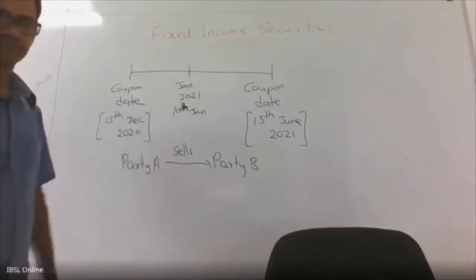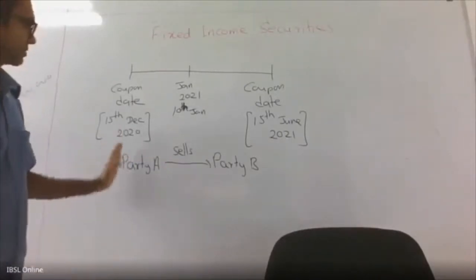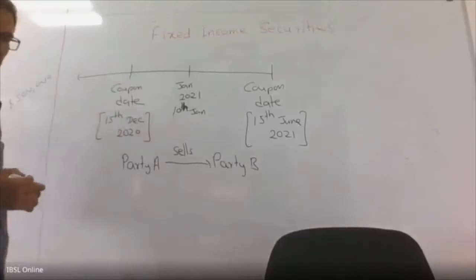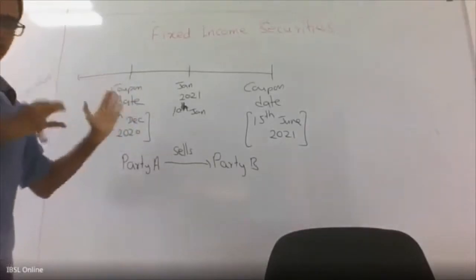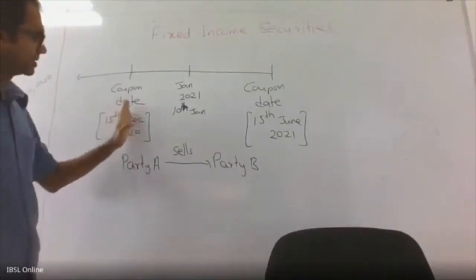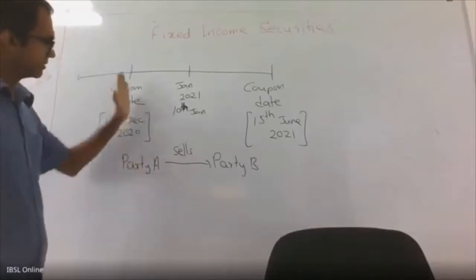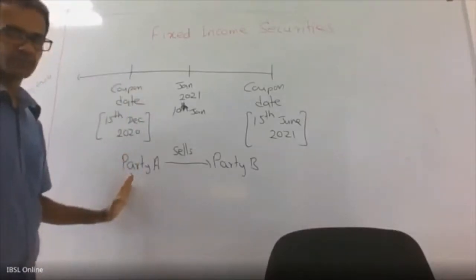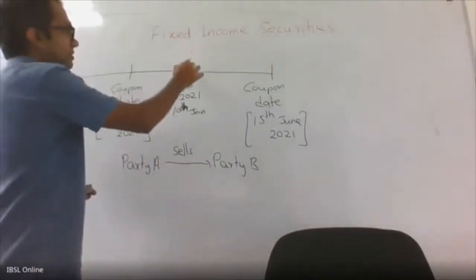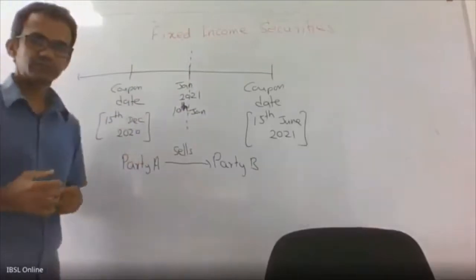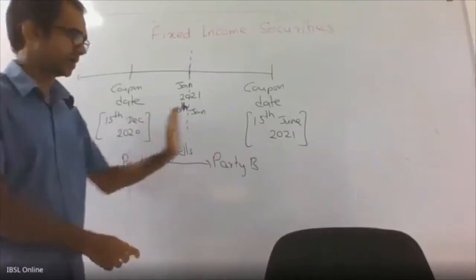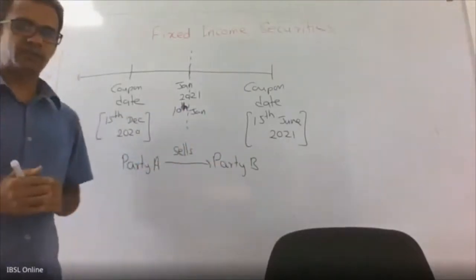What would happen? Assume party A bought it before December 2020 or from the primary market. So on 15th December, party A would receive the coupon, but still he holds that security until this date. Then on this date, the ownership will transfer from party A to party B.